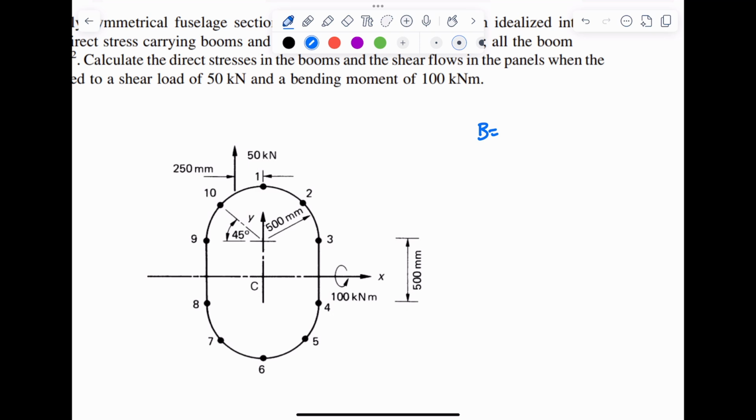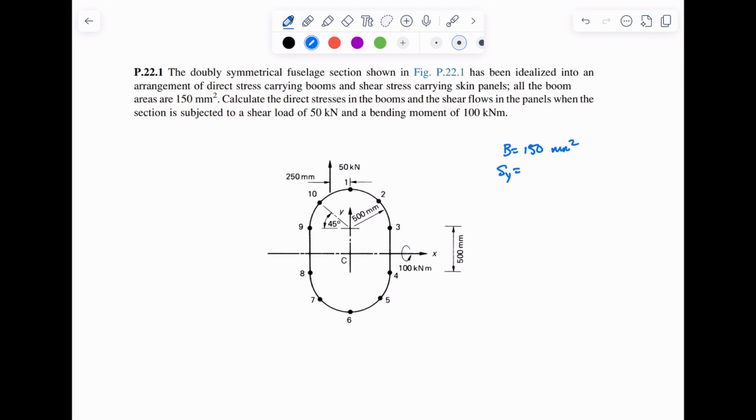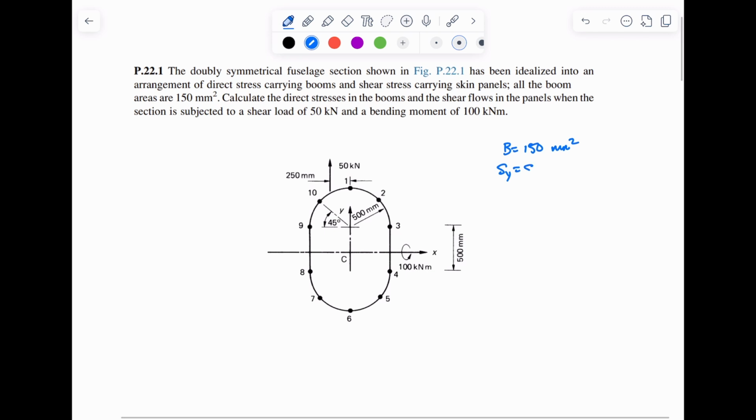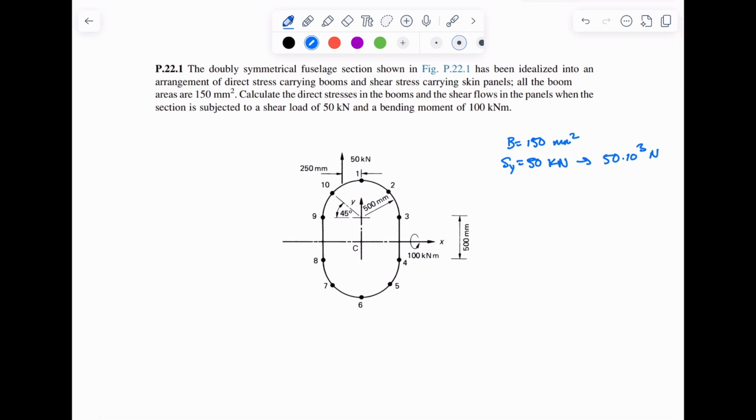So first, they give us a boom area of 150 millimeters squared. They give us a shear force in the y direction of 50 kilonewtons, which can be converted to newtons. And they also give us a direct stress. Let me highlight this. Shear load, bending moment.